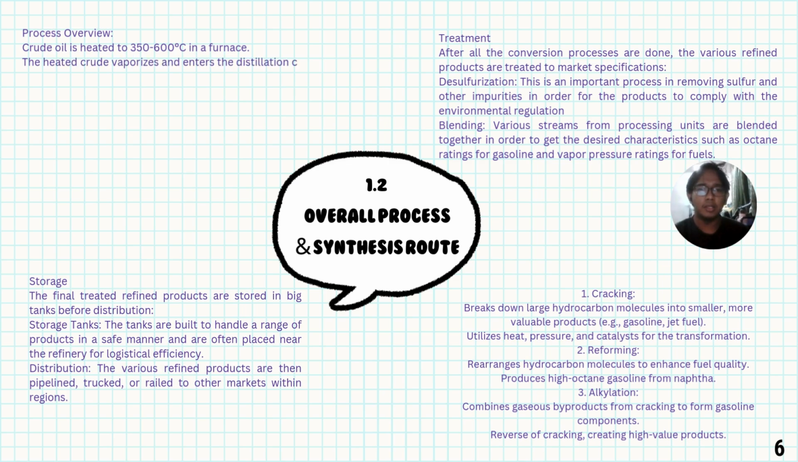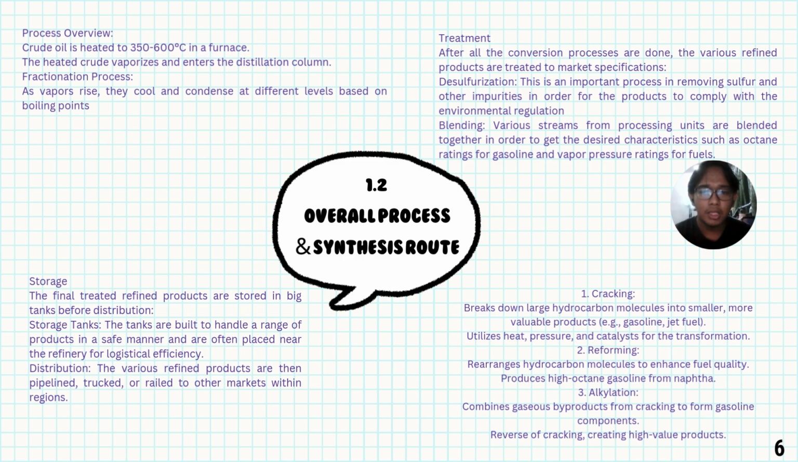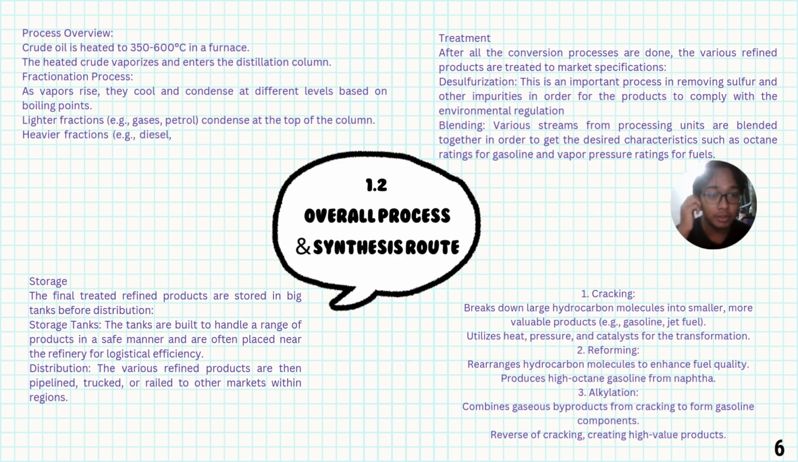So next is the overall process and synthesis route. First, for the overview, crude oil is heated at 350 to 600 degrees Celsius in a furnace. The heated crude oil is vaporized and enters the distillation column. In the fractioning process, vapor rises. They cool and condense at different levels based on boiling points. Lighter fractions such as gases and petrol condense at the top of the column. On the other hand, heavier fractions such as diesel and residual oil collect at the bottom of the column.